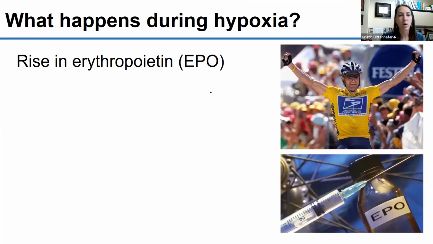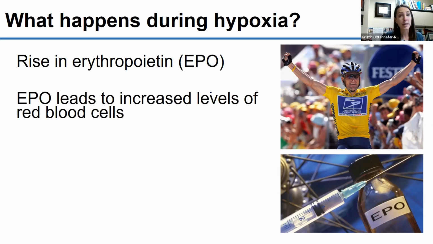Now, some of you might be familiar with EPO. If you follow cycling at all, it's been some time since Lance Armstrong won a bunch of Tour de Frances, but he is famously known for doping scandals, and a lot of that doping had to do with the use of EPO to artificially enhance exercise capacity. But EPO is a really important thing inside our body. It's a hormone, and it signals to increase levels of red blood cells. The more red blood cells we have, the more oxygen we can carry around our body. So one way to deal with a low level of oxygen is to increase the amount of carriers we have for oxygen in our body.